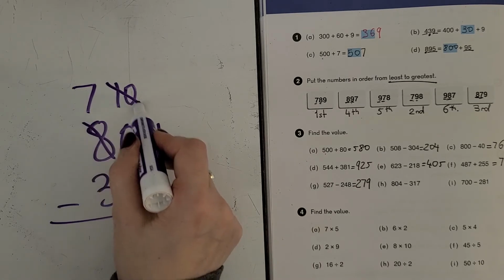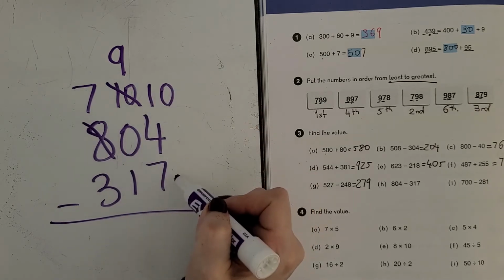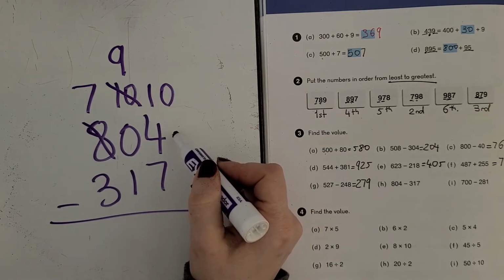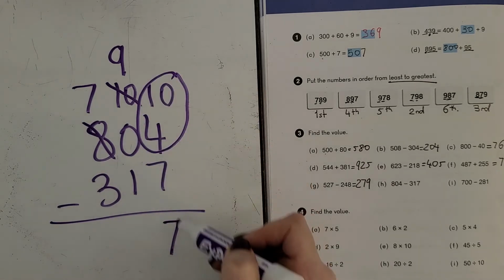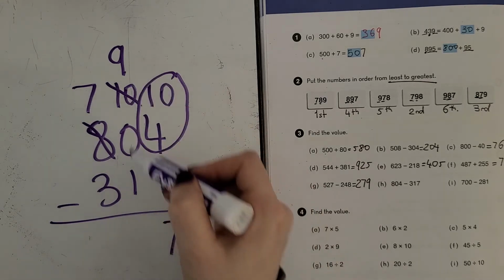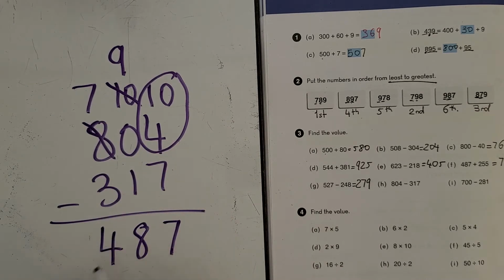So the 10 becomes a 9, and it gives away a 10. 10 minus 7 is 3, plus 4 is 7. Or you can say 14 minus 7 is 7. 9 minus 1 is 8. 7 minus 3 is 4. 487.